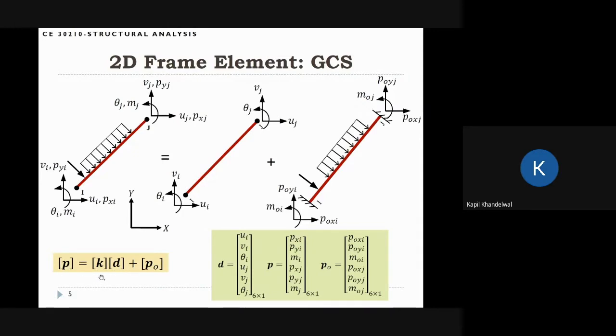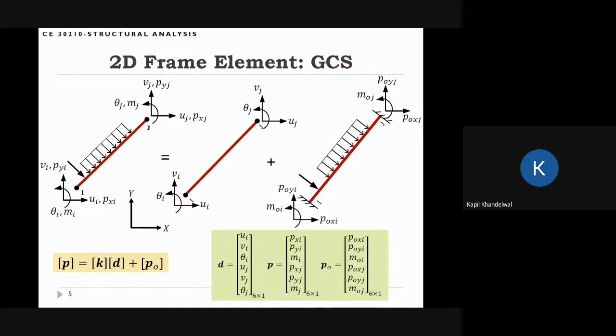And now what we want to do is find what is k and what is p0. Okay, so this is what we are looking for. And somehow we want to get this information from the beam element. That's what we want to do. So we want to relate this frame element, and we want to get k and p0 for that from a beam element.